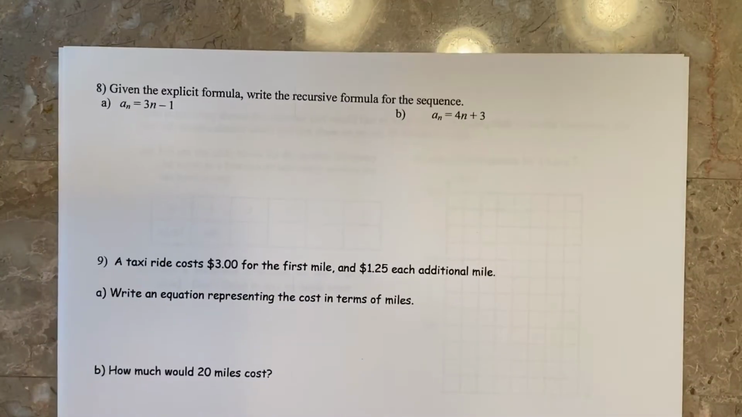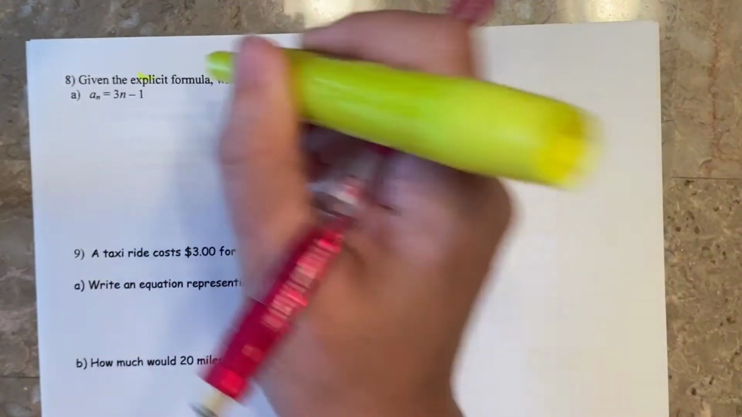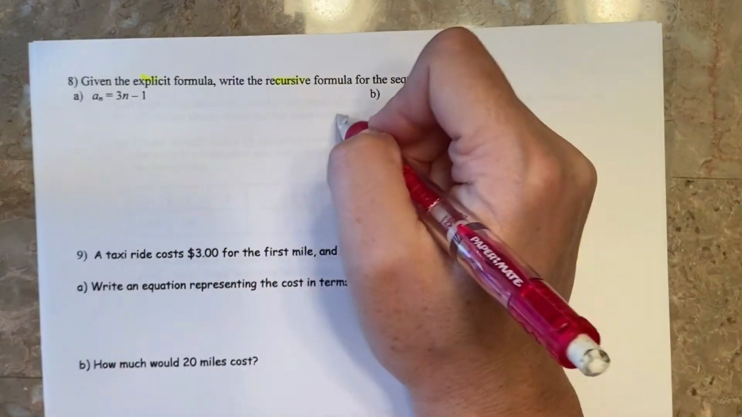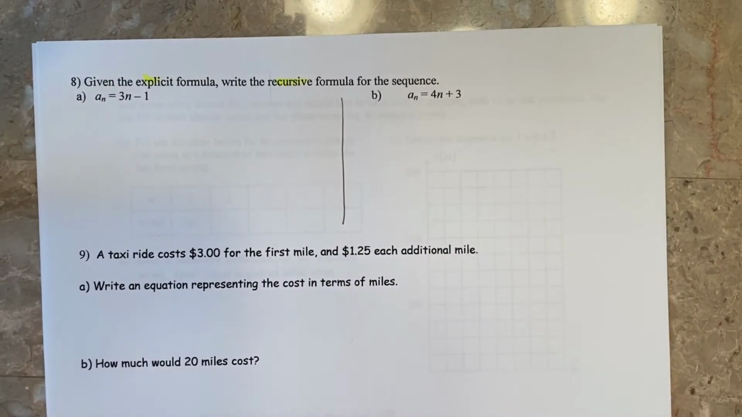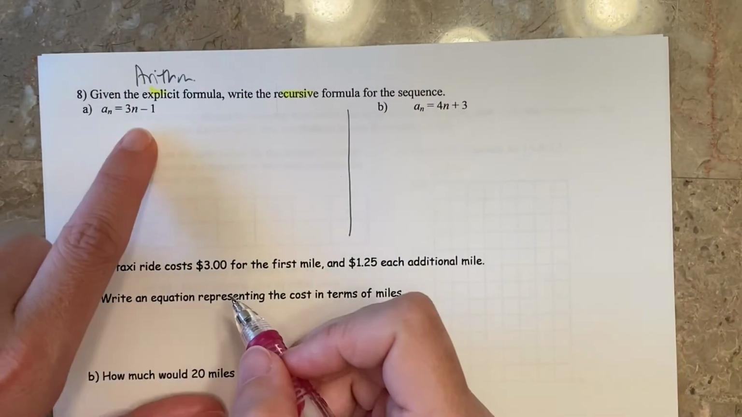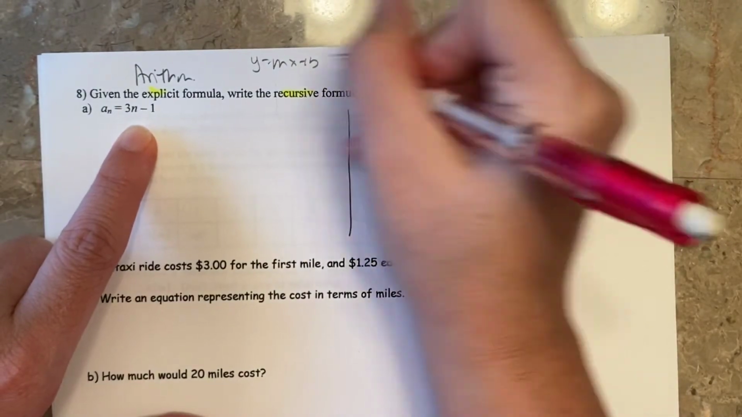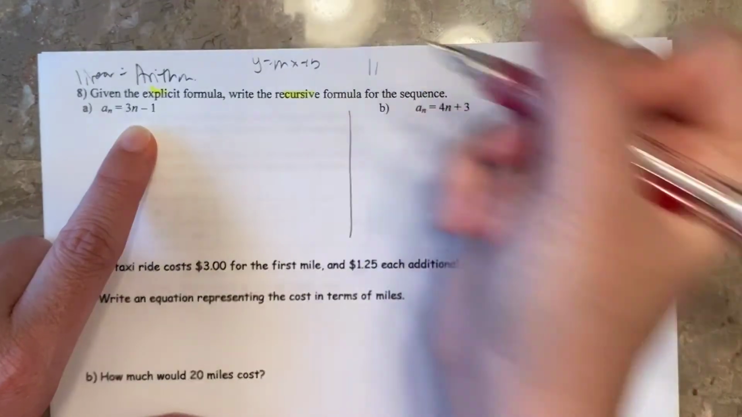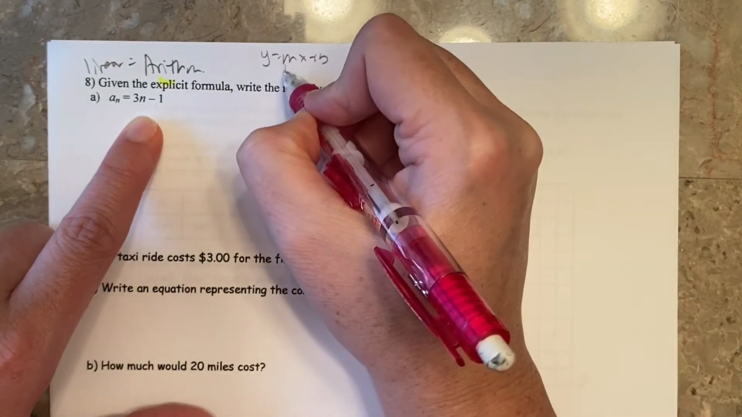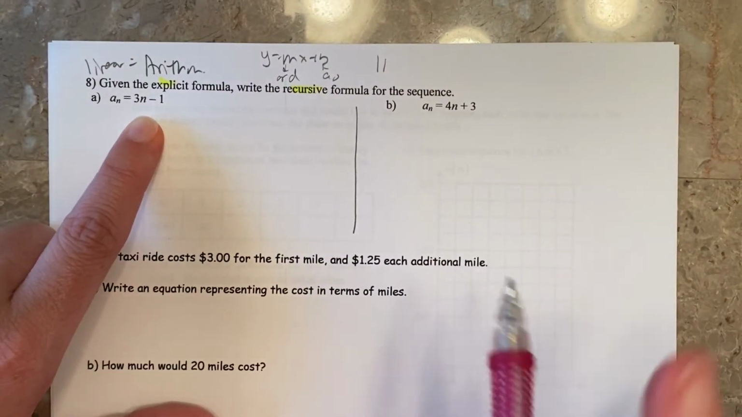Okay, we're moving. Number 8. Okay, given the explicit formula, write the recursive. So given the explicit, write the recursive. What do we have? All right, so these are in arithmetic form. Because it basically looks like y equals mx plus b. And you know that arithmetic is always linear. So remember, this is going to be the slope or the common difference, and this is going to be your a sub 0. So just keep that in mind.